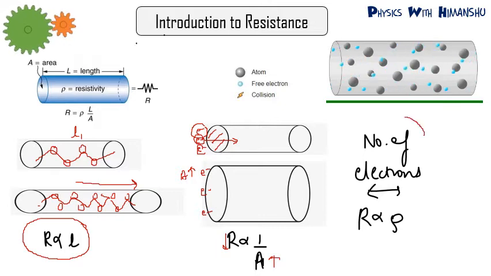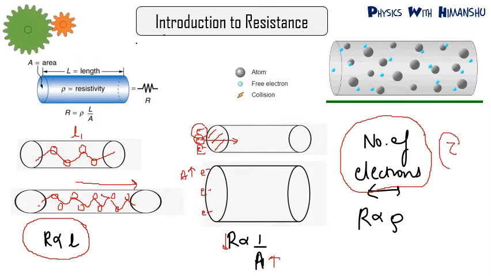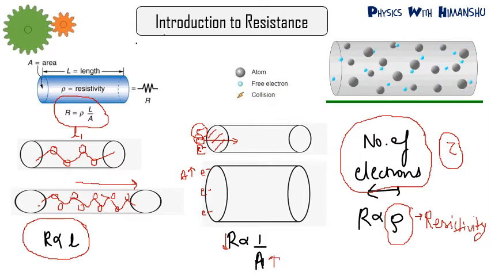Similarly, there is one more parameter, that is the number of electrons. If it is a metal, then the electrons will be more. If it is an insulator, then electrons will be less. There is another factor, that is tau, the relaxation time, that we have already discussed in drift velocity. So all these are parameters other than dimension, and they combine to form the parameter called resistivity. So resistance is directly proportional to resistivity. The more the resistivity, the more the resistance. If we combine all three, we get R equal to rho L by A, that is, resistance is equal to resistivity into length divided by area.